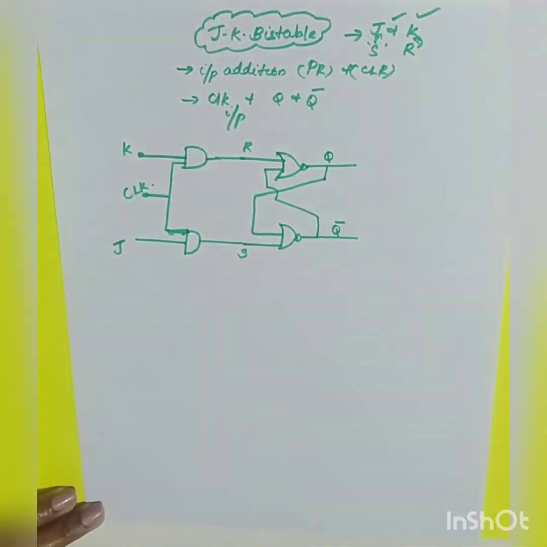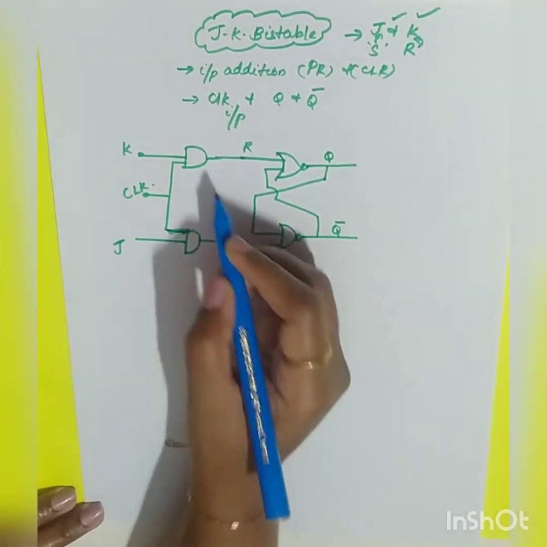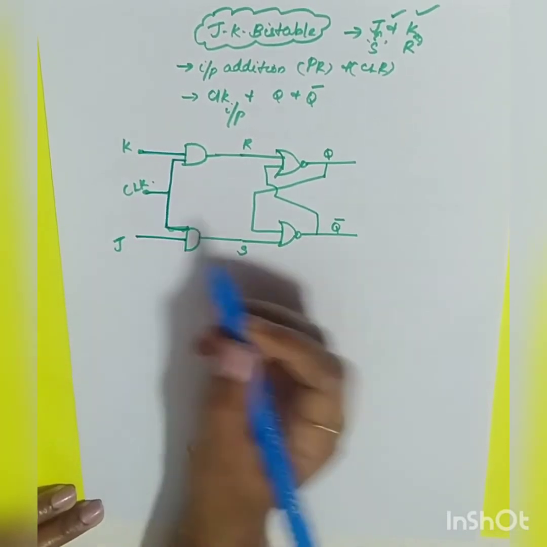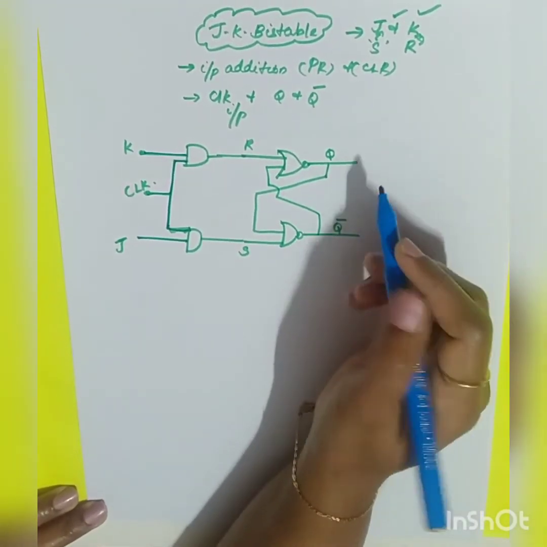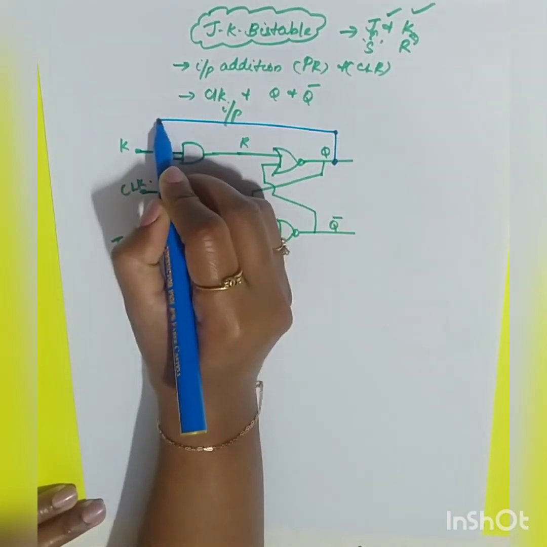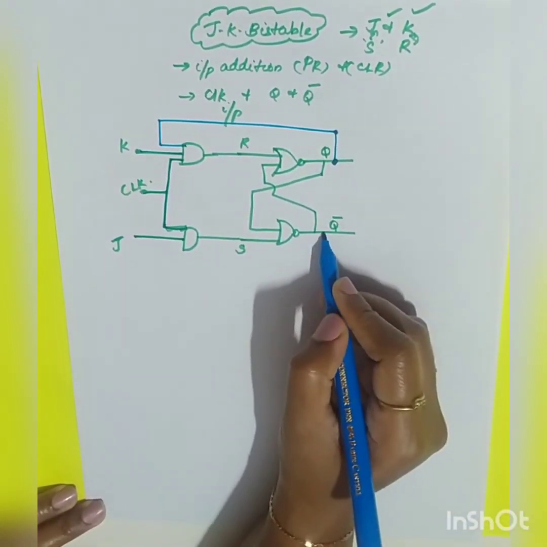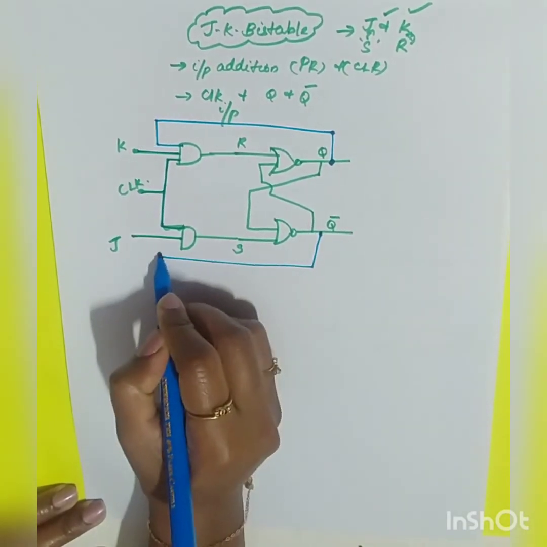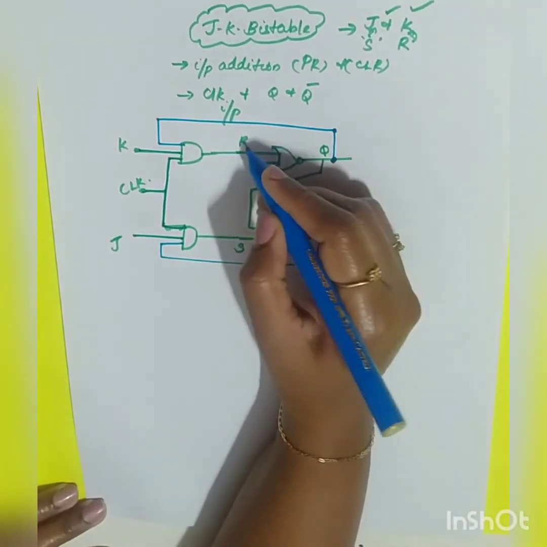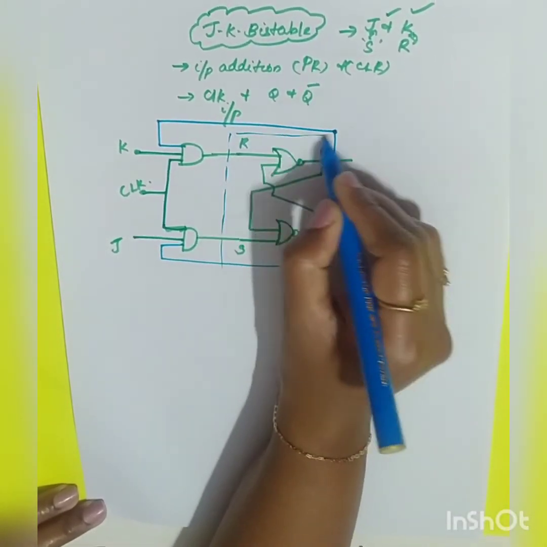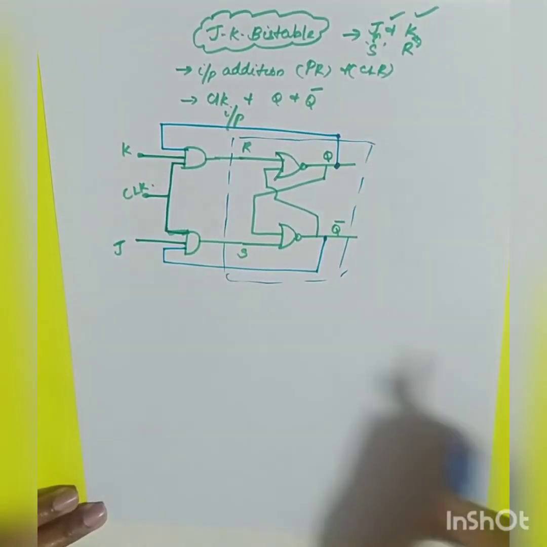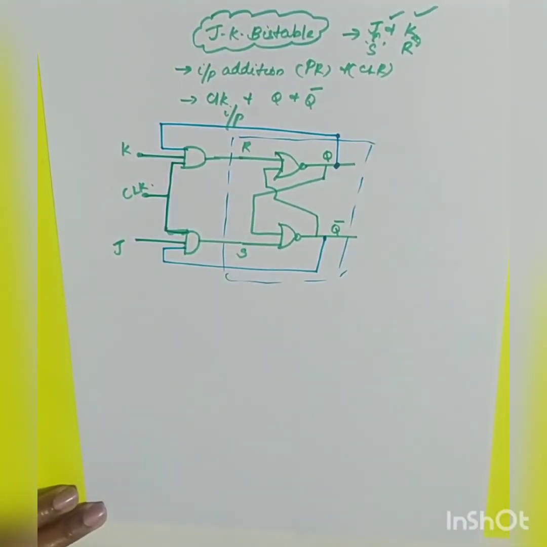Now in addition to this, let me do it with another color. The other additional feature is that you are going to connect a feedback from Q to your K, similarly from Q bar to your J. Okay, so this is your structure. This will be your RS flip-flop, and this is going to be your modification. So this is your complete structure of your JK flip-flop.